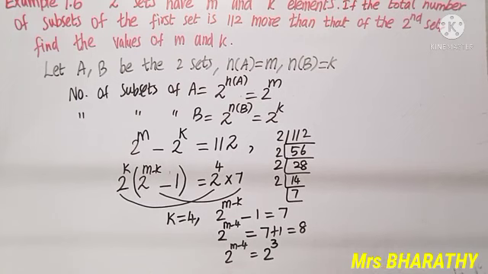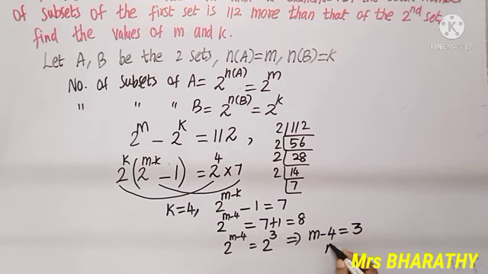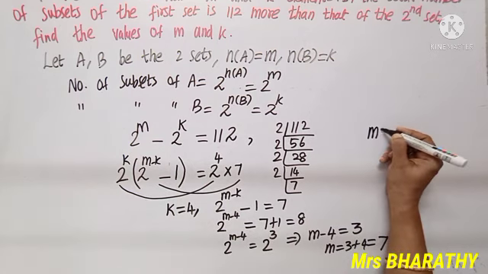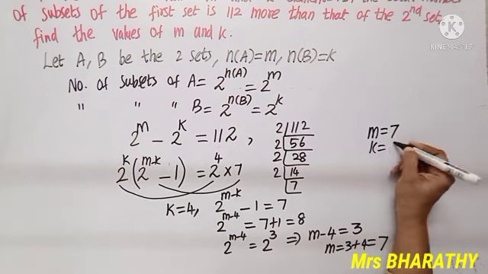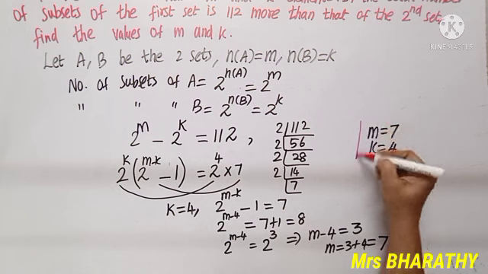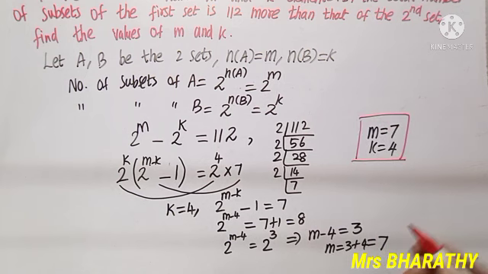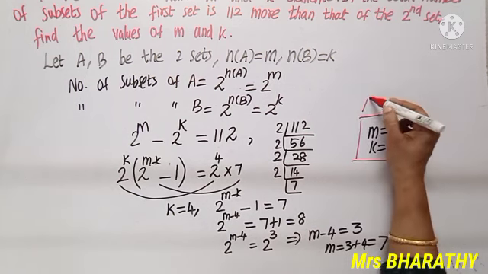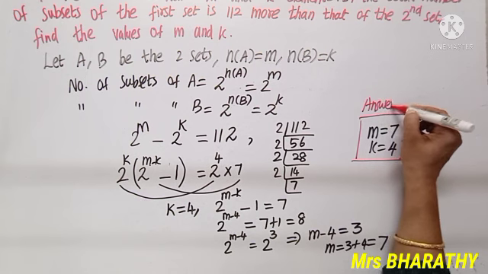As I compare the powers, I get m minus 4 equals 3, or m is equal to 3 plus 4, that is 7. So we have found out m value is 7 and k value is 4. The question is to find the value of m and k, and m equals 7, k equals 4 is the answer. Let us go through the steps once again.